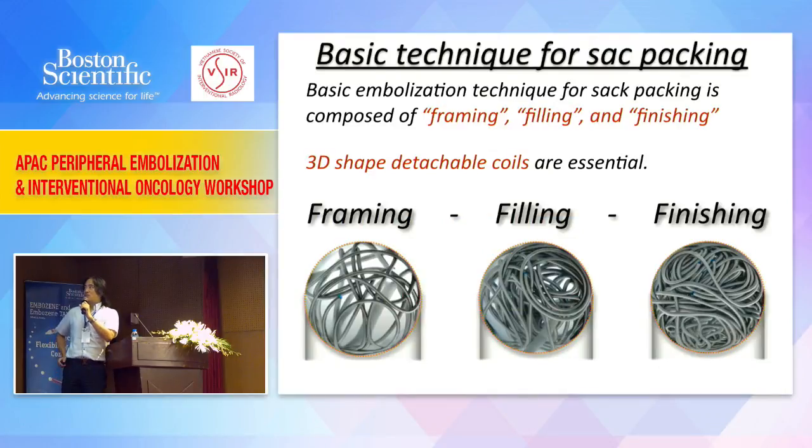Now, this is the basic concept for sac packing. There are 3 steps: framing, filling, and finishing. And usually we use 3D shaped detachable coils. At first, we insert the coil inside the aneurysm like this and make a good frame. Then we insert a smaller coil to make the frame more rigid. And after that, we insert many coils inside the frame. Finally, we embolize the location near the neck. That is filling and finishing.